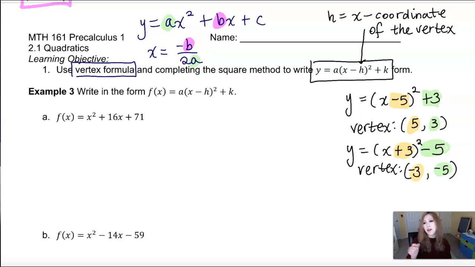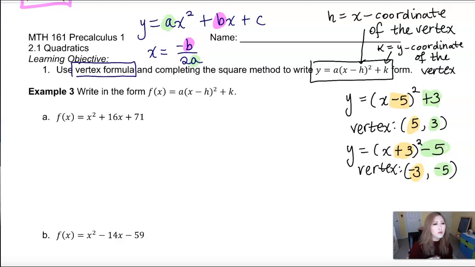So I want you to remember that for the x coordinate, you're going to have to use the opposite sign inside. So how do you find the y coordinate? You just plug that x value you found back into the function. And make another note that k is equal to the y coordinate of the vertex.